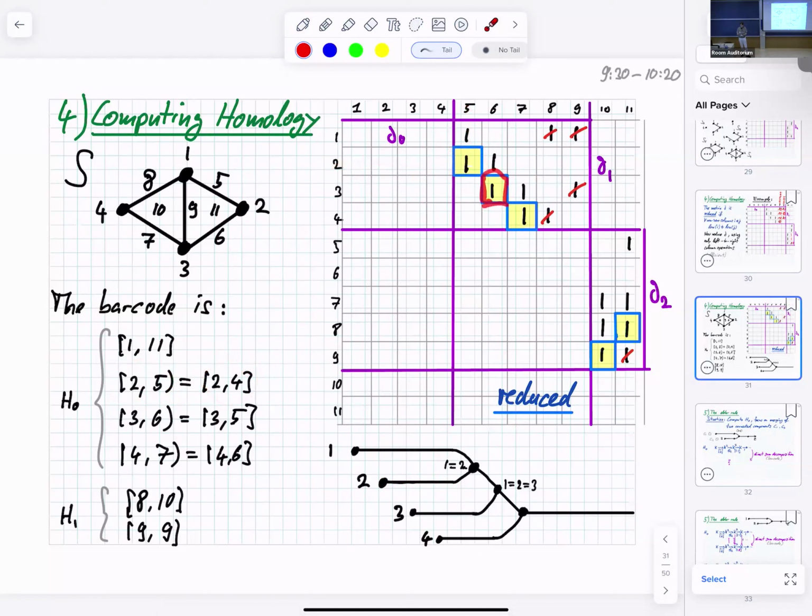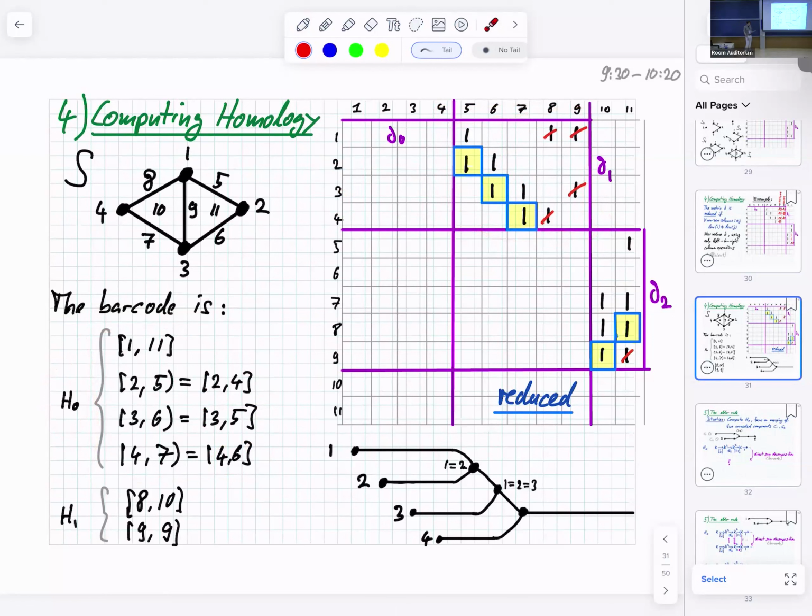This pivot element 3, and I end before 6. So this is 3 to 5. Here 4 ends before 7. So this is the interval 4 to 6. You see what I'm doing? And that was everything for H0. Sorry, this was H0. That was the story for H0.